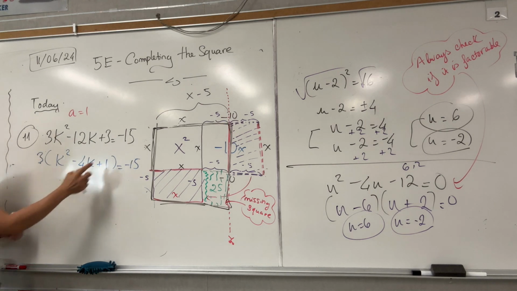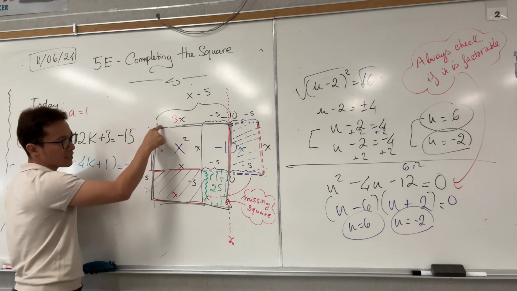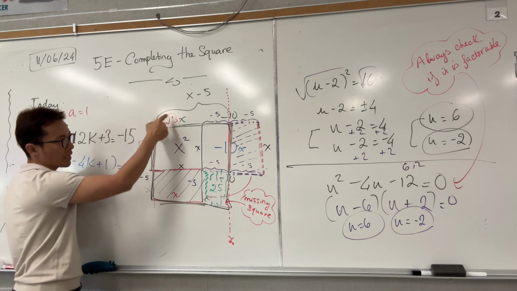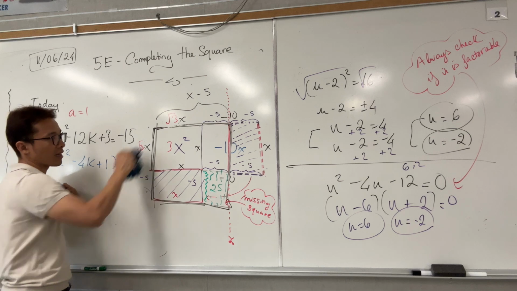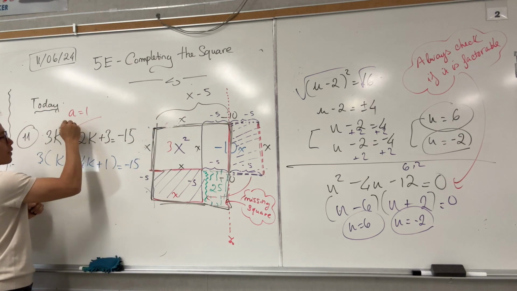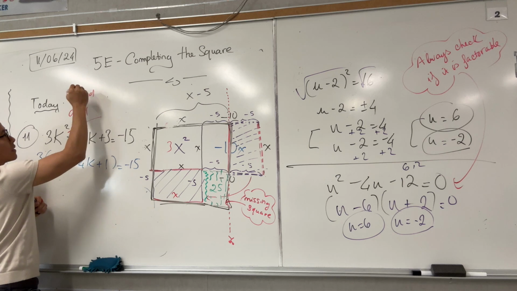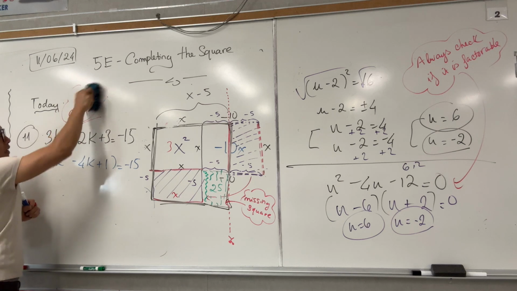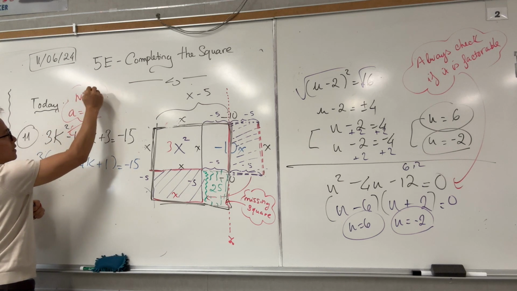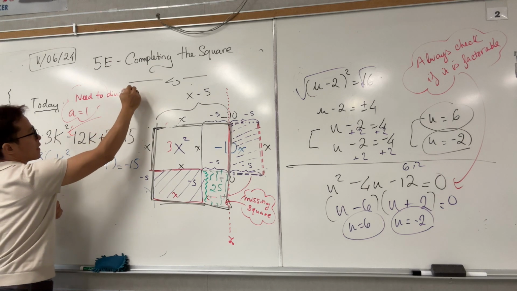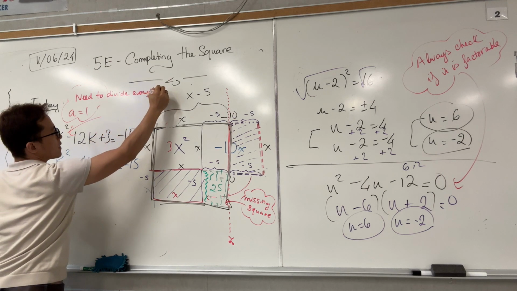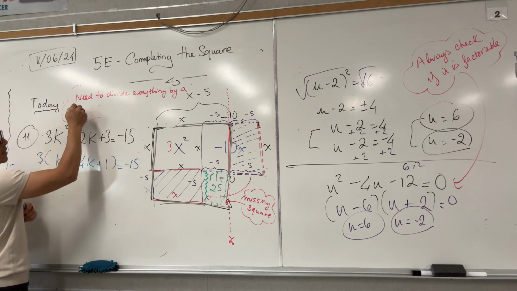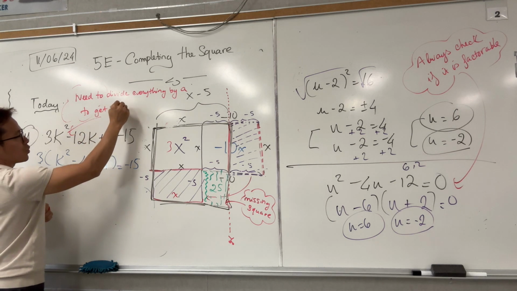So we're gonna look at this. If this one is 3, then this is not the square anymore. This is a rectangle. Unless you have square root of 3, and then it's gonna give you 3x squared. But that's gonna be very ugly. So write this note out. You need a to be 1. You need to divide everything by a. If a is not 1, you need to divide everything by a to get a equal to 1.